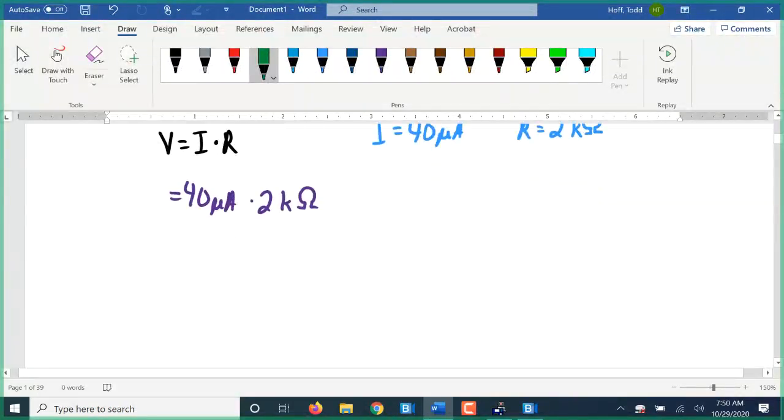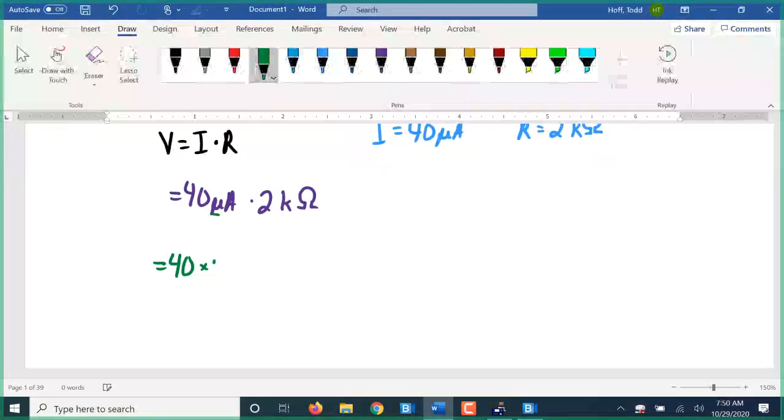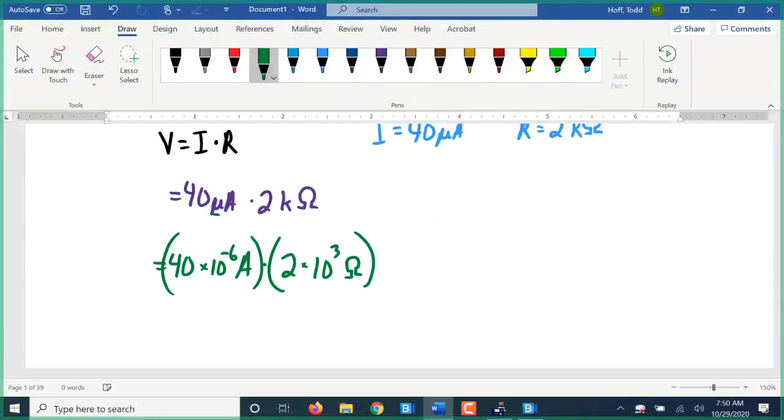Well, as that's written, that can be very difficult to multiply out. In fact, a lot of people would just put it out to their decimal equivalent and then multiply it from there. But we can do the operations with the metric prefixes. Micro is 10 to the negative 6. So that is 40 times 10 to the negative 6 amps. Kilo is 10 to the third, so that is 2 times 10 to the third ohms.